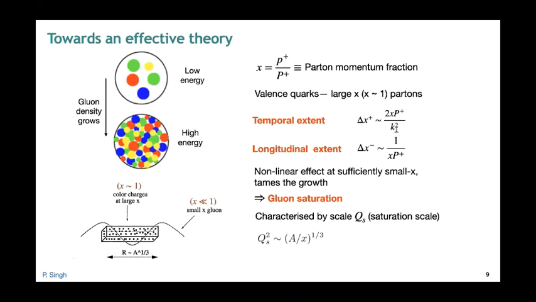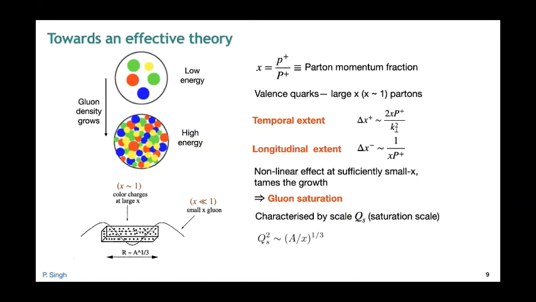Now, one can say that if you keep on boosting the gluon, will it mean that the gluon density will grow on forever? And the answer is no, because at some point, non-linear effects will start to show up, that is, gluons can recombine with each other, and this will tame the growth. This entire phenomenon is called gluon saturation. So gluon saturation basically measures the effect of these non-linear interactions.